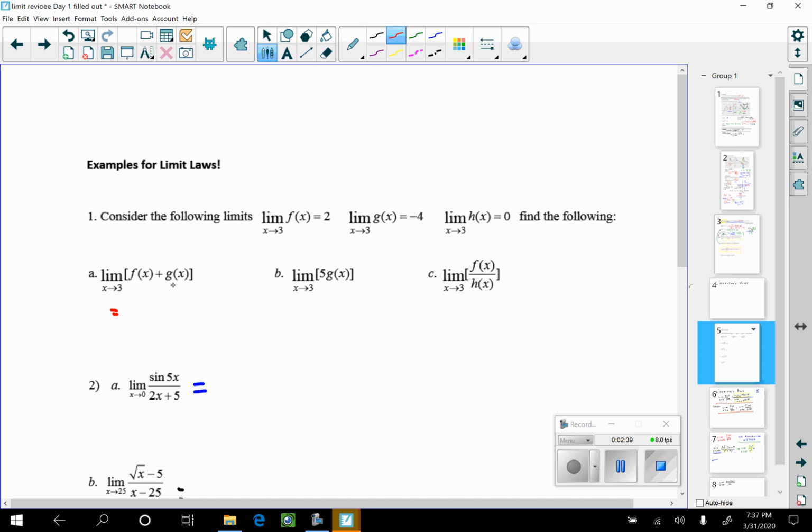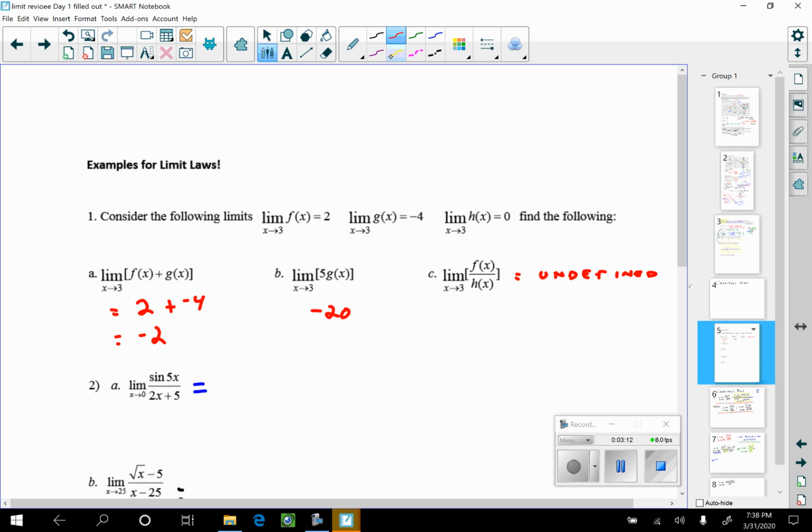The limit as x goes to 3 of f plus g is going to be this guy right here. It's simply going to be 2 plus negative 4, which is negative 2. Easy enough. This is 5 times, so this is going to be negative 20. Easy enough. And this one here is undefined because I get 2 divided by 0. So that one's undefined.